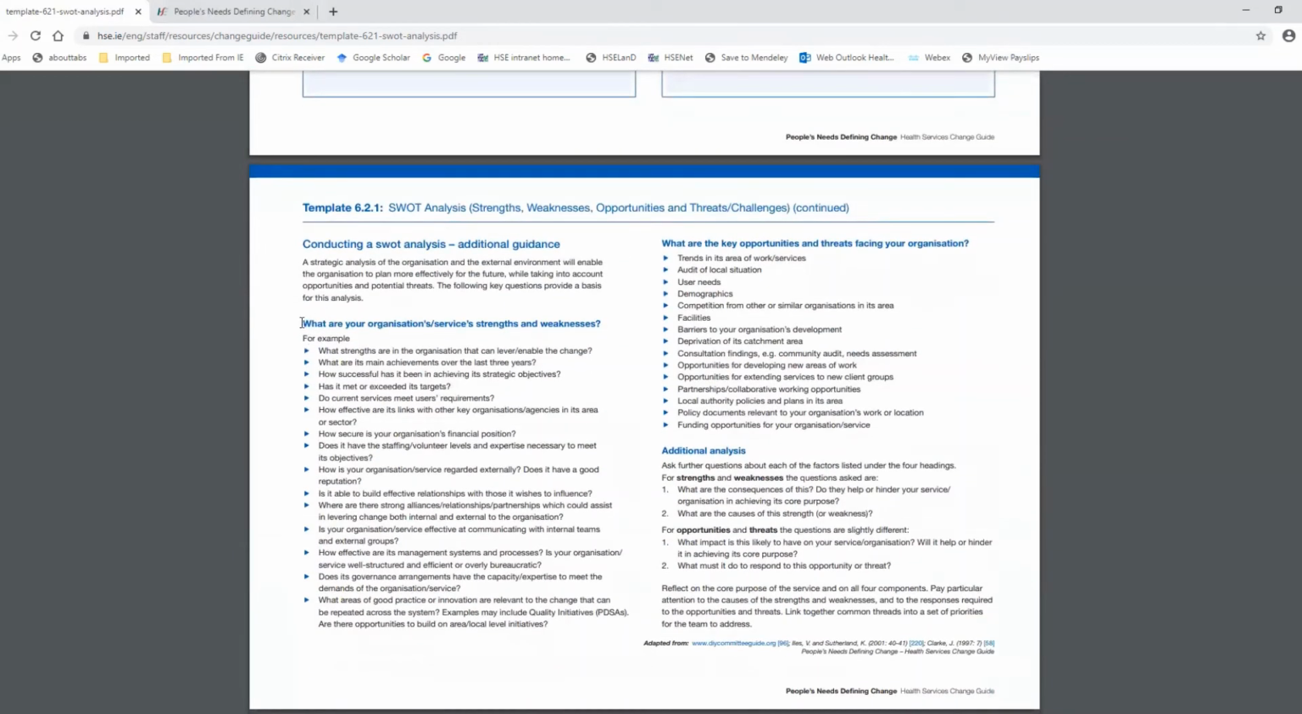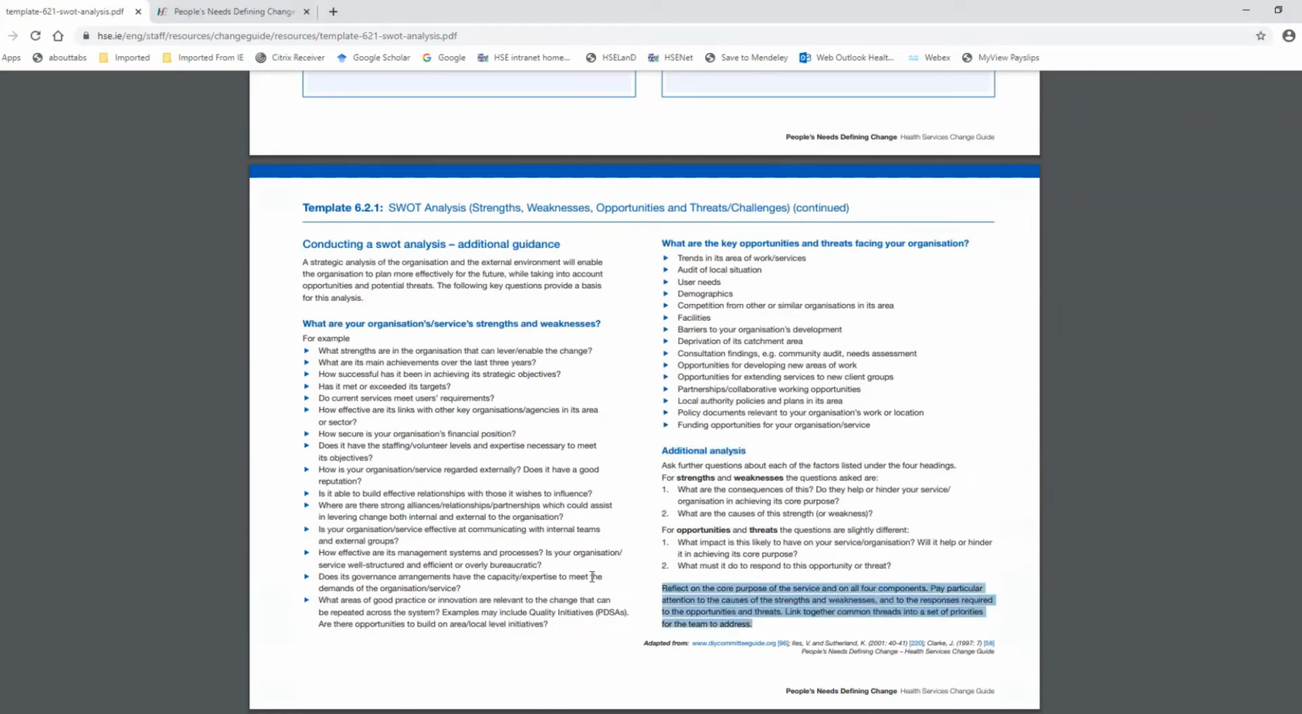As part of this, we have set out some additional information for consideration, looking at what are your organization or service's strengths and weaknesses? What are the key opportunities and threats facing your organization? And some additional analysis under the four headings.